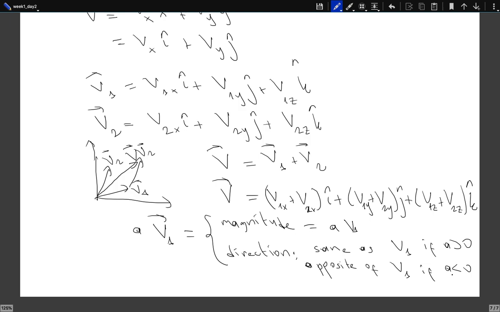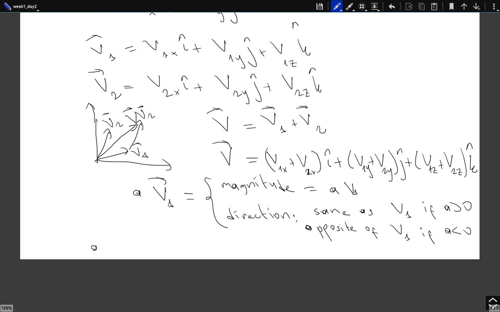And in terms of components, this a times V1 vector is a times V1x in the i direction plus a times V1y in the j direction plus a times V1z in the k direction. Just like when we are summing in terms of components, we are actually summing the components, when we are multiplying a vector by a number, we are just multiplying the components by that number.